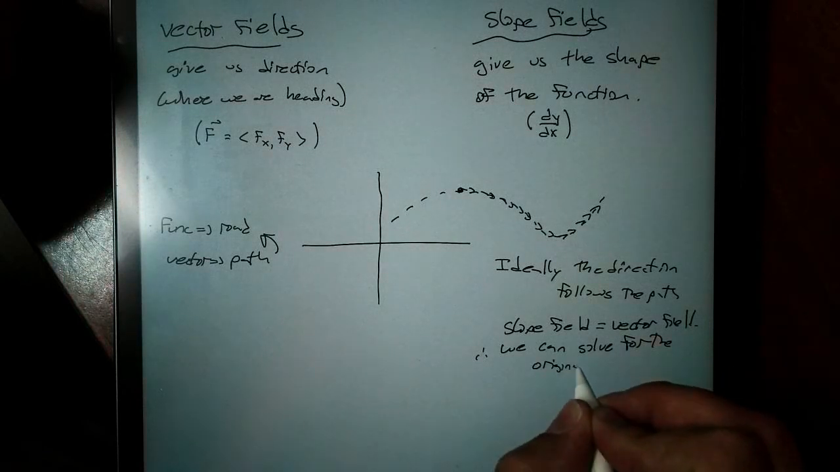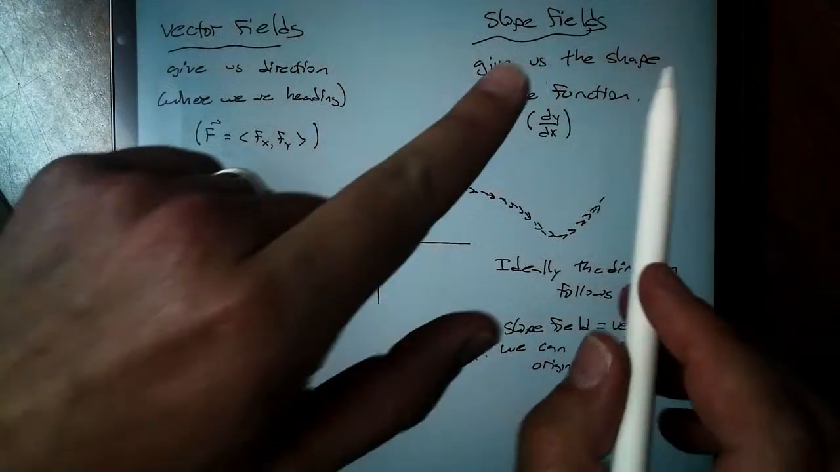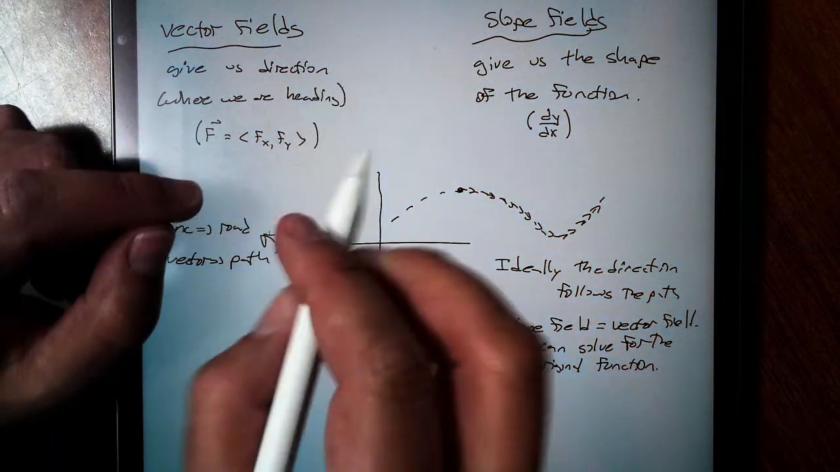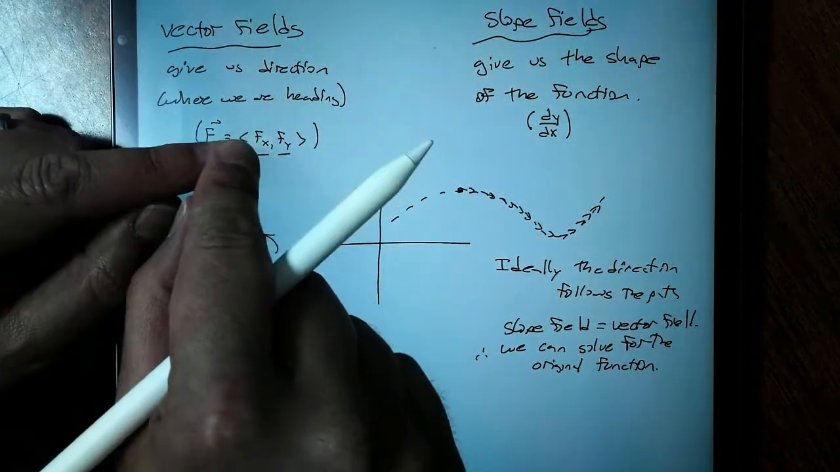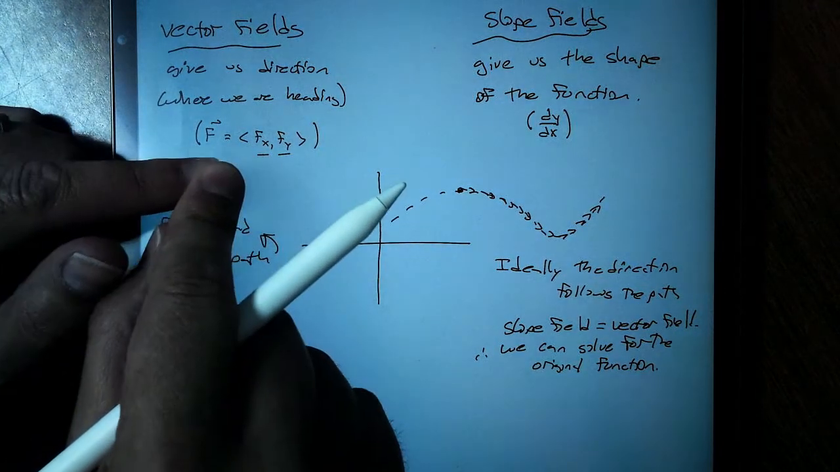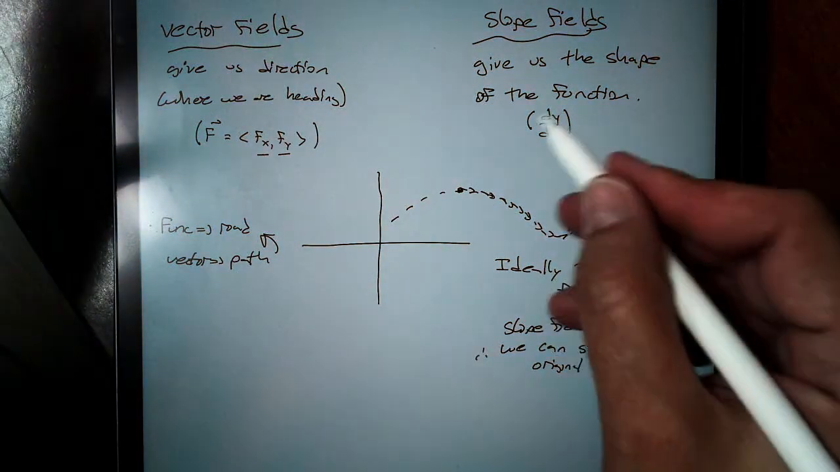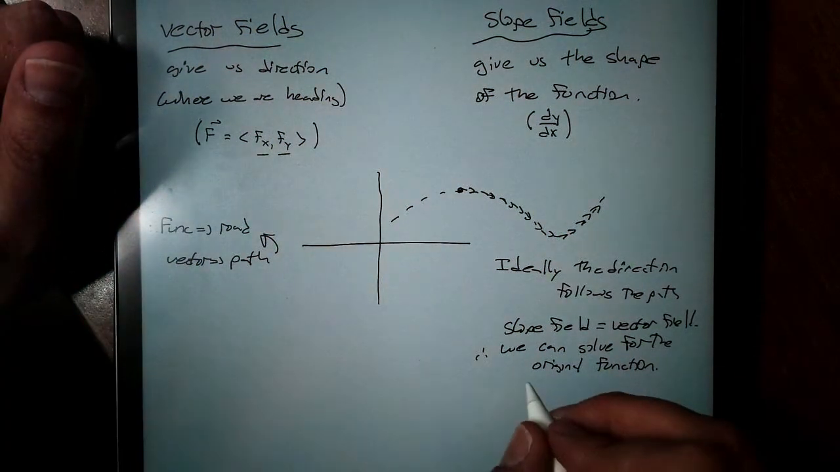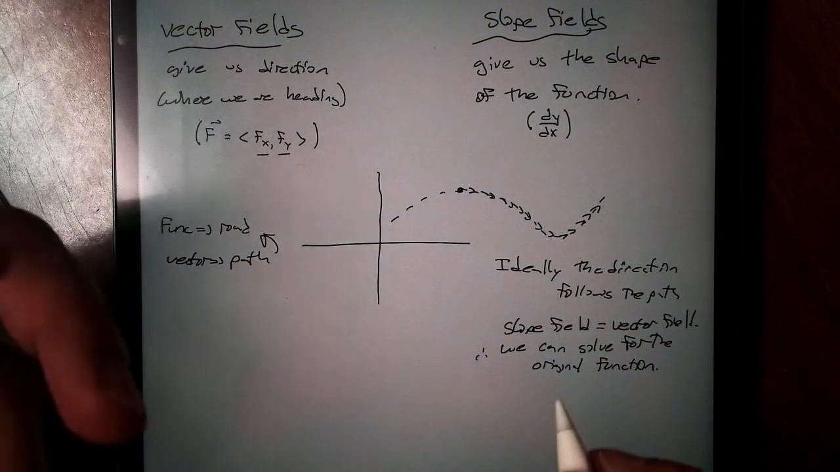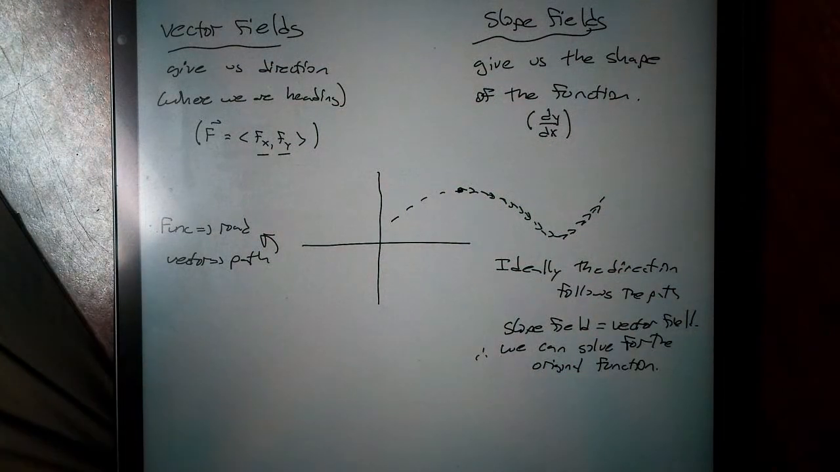Now, why do I say the original function? Because remember, both the slope field and vector field involve derivatives. Like our vector field is our partial derivative, the derivative with respect to x, the derivative with respect to y. Our slope field is, of course, the original derivative, dy/dx. So if they're the same, we can solve for our original function, and we did this last year using differential equations. We solved differential equations. And we're going to do this in another lesson.